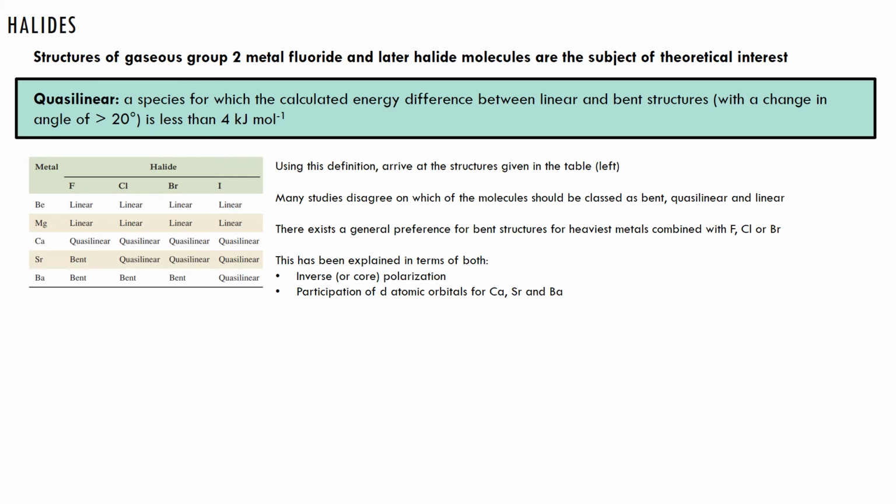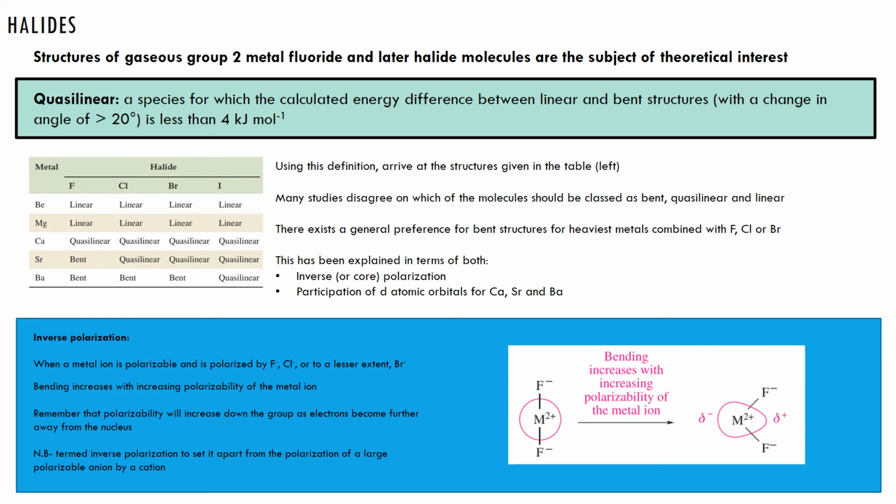And there are a couple of theories. There's a lot of debate in the literature as to whether or not these are bent, quasi-linear or linear, but these are the main structures that have been arrived at, and there are 2 possible reasons as to why these molecules adopt these kinds of structures. The first is called inverse polarization, and the second suggests that we may even be seeing some participation of d-atomic orbitals for the calcium, strontium and barium halides. Now, I'm not going to go through these. We went through them in the lectures. Please take a look back if you'd like to in the lectures.